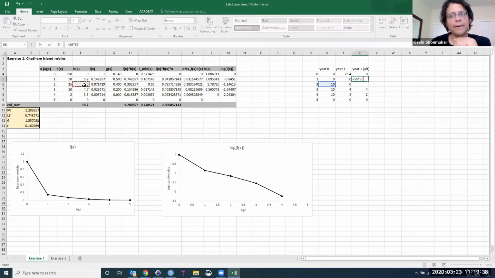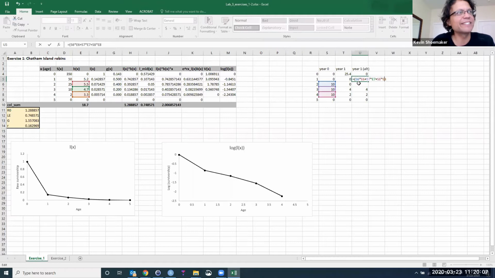5.5, right? Because they're 2 years old. And these 10 individuals will produce 4.7 per capita. And these 10 individuals, because they're age 4, will produce 3.3 offspring. Now, that's great, but those offspring all now have to survive a year, right?